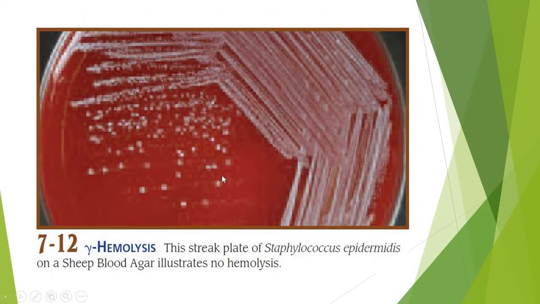Here you can see the gamma hemolysis, which is done by the Staphylococcus epidermidis, meaning they don't break down the red blood cells, or they are not able to break down the red blood cells. Gamma hemolysis, this streak plate of Staphylococcus epidermidis on sheep blood agar illustrates no hemolysis.